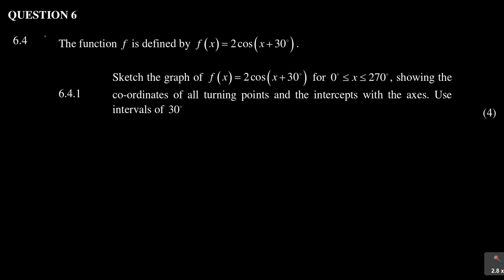Now question 6, which is 6.4, says the function f is defined by f of x is 2 cos x plus 30. Then 6.4.1 says sketch the graph of f of x for the domain x between 0 and 270, showing the coordinates of all the turning points and the intercepts with the axes. Use intervals of 30 degrees.